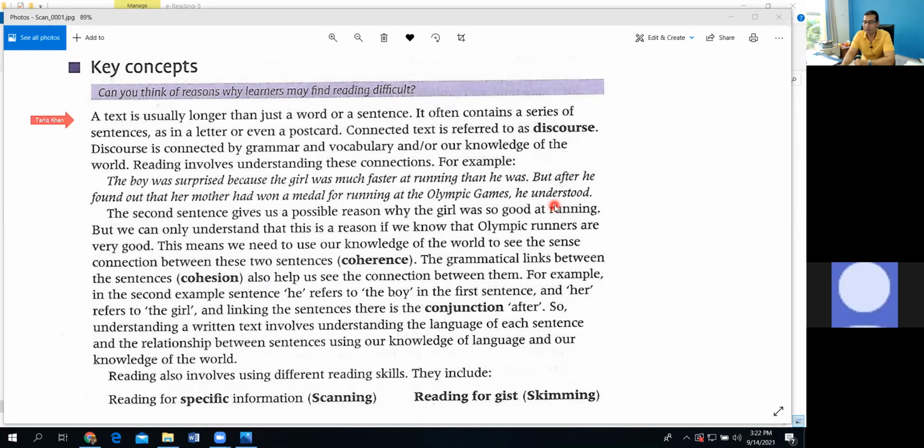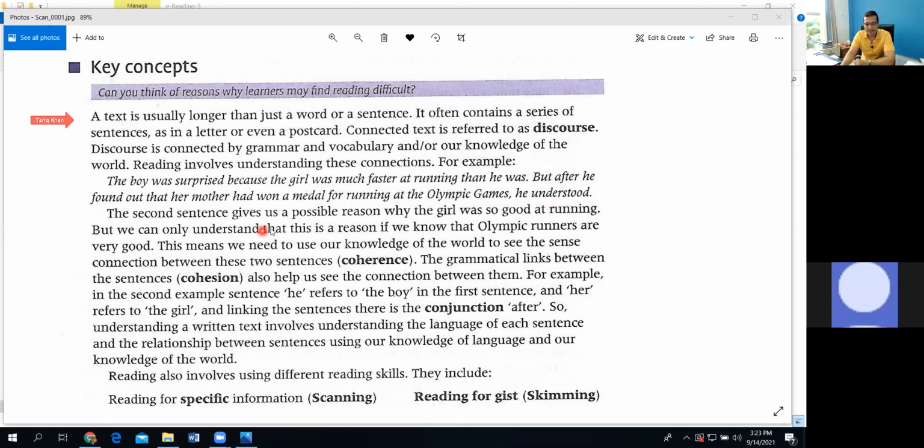If he doesn't know what the Olympic Games is, then even if you tell him her mother was a runner and she has won a medal for running in the Olympics, if the person doesn't know what the Olympics is and what the criteria for an Olympic athlete is, whether they are the best in the world and how it happened, they go through a lot of training and they know a lot of techniques. That's why she has taught the girl, and that's how she is faster than him. Now, he understood why, because he knows about that, and he understood through the knowledge of the world.